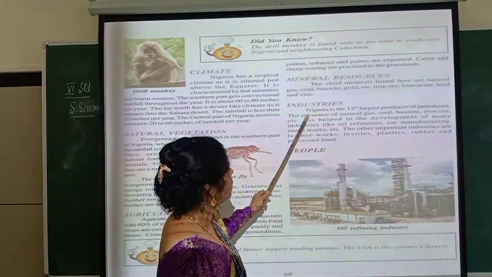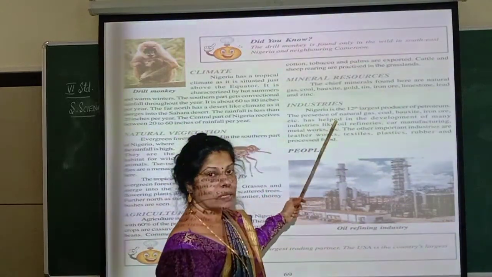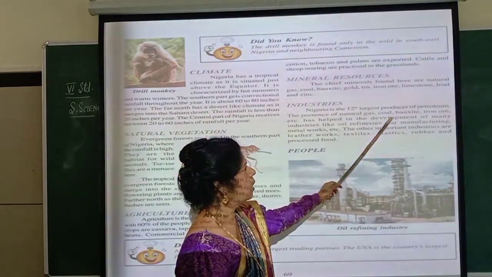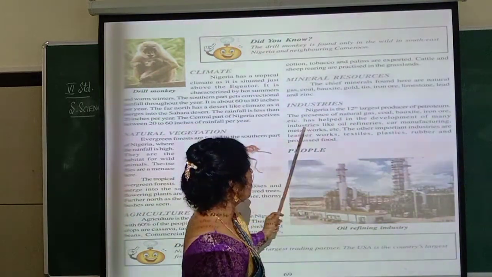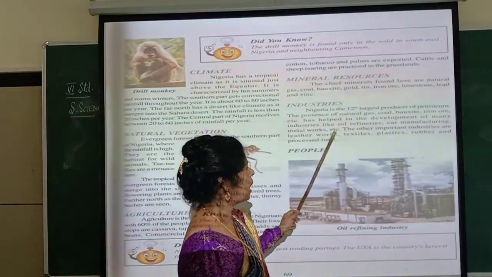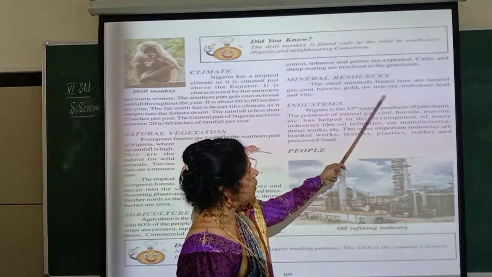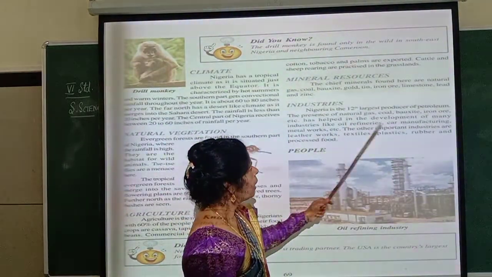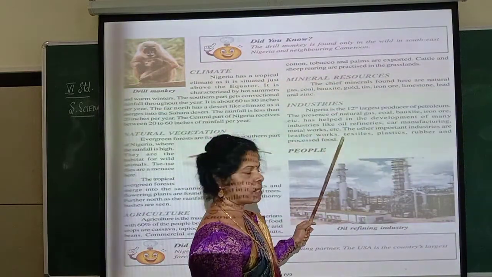Coming to industries, Nigeria is the 12th largest producer of petroleum. The presence of natural gas, coal, bauxite, iron ore, etc. has helped in the development of many industries like oil refineries, car manufacturing, metal works, etc. Now bauxite, iron ore, lead and all these are what? Metals. Zinc is also a metal. So it is helping in many industries like oil refineries, car manufacturing, metal works, etc.